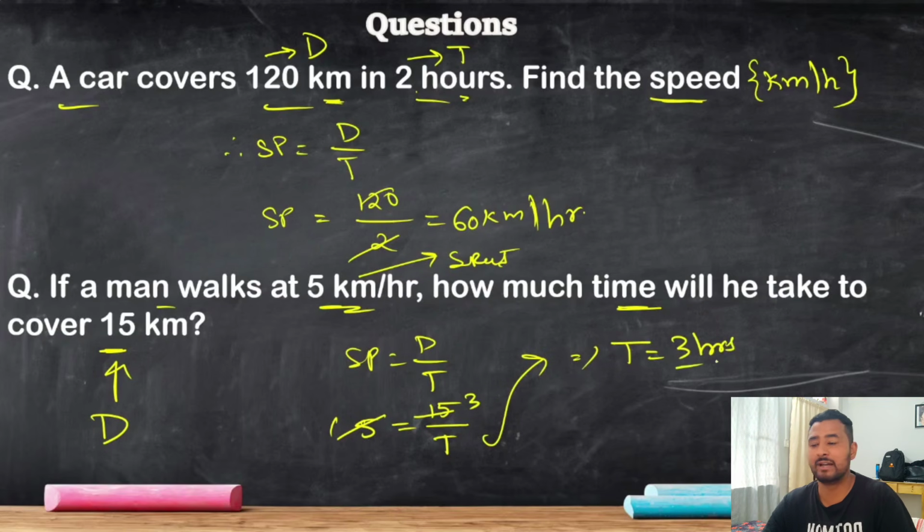I hope this is clear. I've already taught you how to cancel these things in the numerators, right? So 5 1s are 5, 5 3s are 15. So our answer will be 3 hours. I hope it is clear.